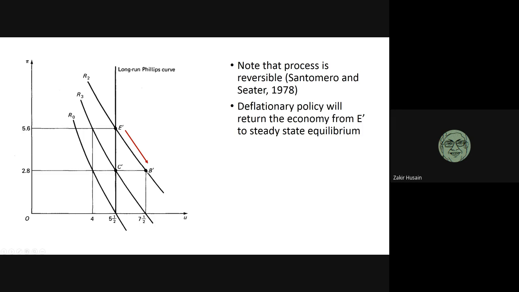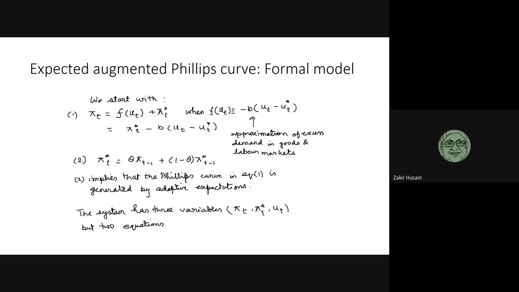Supply falls, demand falls, and this reduces the price levels. In the long run, people realize that they were mistaken. Real wages are constant. So they adjust pi star and move to C prime. So the movement is like this. If you start reducing money supply, you can come back to the original equilibrium point where you have the natural rate of unemployment and the expected rate of inflation pi star is 0.